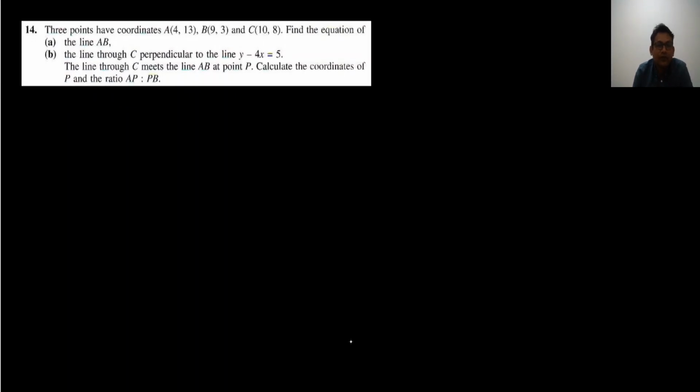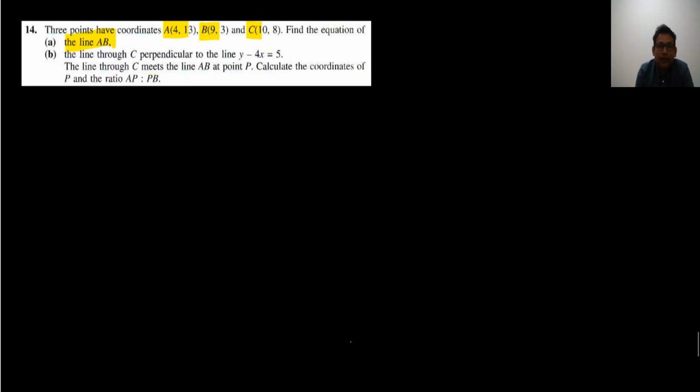In question number 14, we have three coordinates A, B, and C. Find the equation of AB. I think there is no problem finding the equation. I hope you can find this equation easily by using the method of finding the gradient and using the equation. The line through C perpendicular to this line.